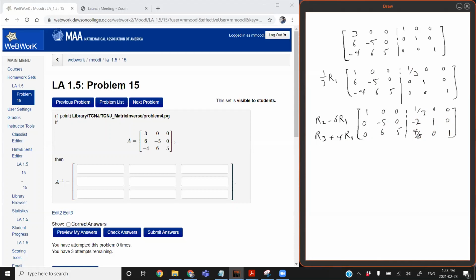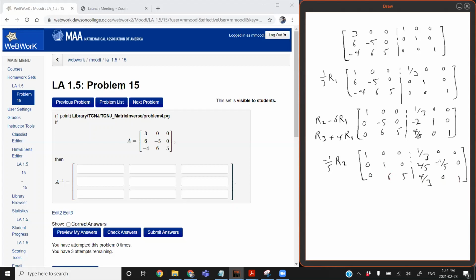Next step is to get a 1 here. And for that, I will have to do negative 1 over 5 times row 2. So I get 1, 0, 0, 1 over 3, 0, 0, 0, 1, 0, 2 over 5, negative 1 over 5, 0, 0, 6, 5, 4 over 3, 0, 1. Okay. Next, I need to get a 0 here.